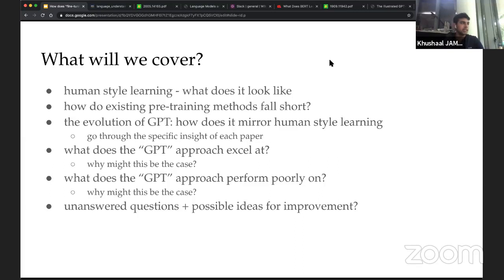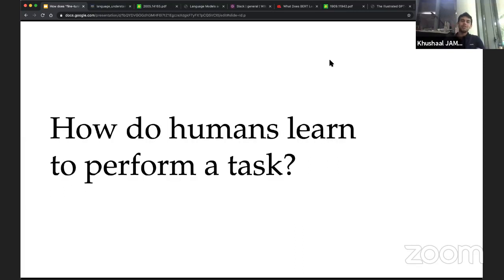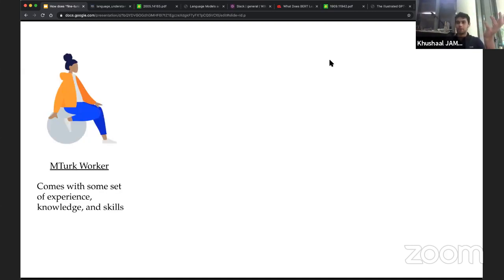So we'll begin with the following question. How do humans learn to perform a task? We always have to be careful, of course, not to overgeneralize, but it's useful to establish a model for our discussion later on. So we'll take the example of an Amazon Turk worker, whose knowledge and understanding is a commodity in the truest sense of the term, much as the knowledge and understanding of a model might be. The MTurk worker will come with some set of experience, knowledge, and crucially some pre-existing understanding of natural language.